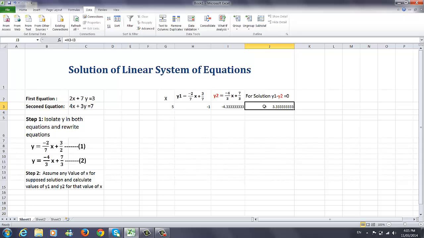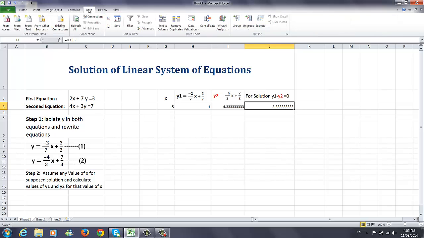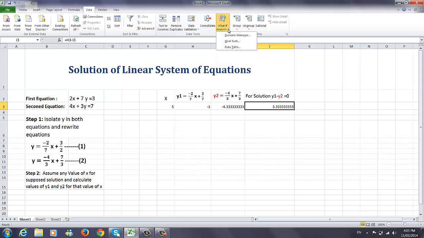So here we are going to make use of a tool, and that will come under the tab Data of Microsoft Excel 2010. Click on the tab labeled Data, and under Data look for the group Data Tools, and the last command in this group is What-If Analysis. If you click the little downward arrow, we will see a method called Goal Seek. So we will be using this Goal Seek method to find the solution for the given system of linear equations.